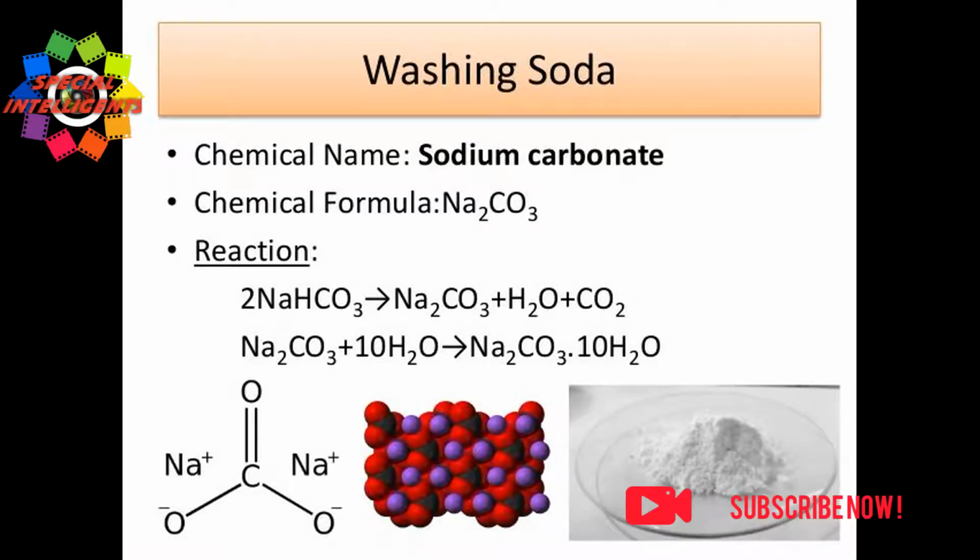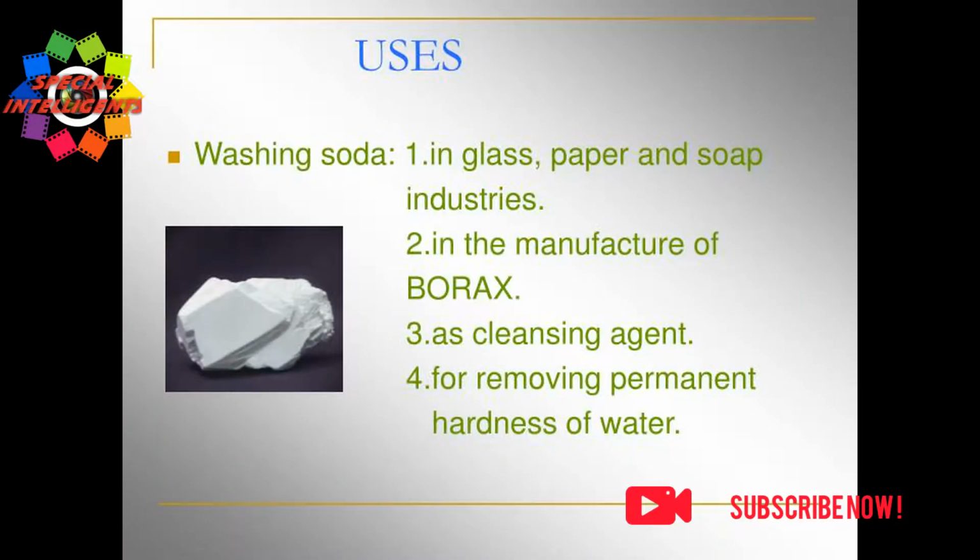Washing soda. The chemical name is sodium carbonate. Chemical formula Na2CO3. The reaction is given below. And now we'll go to the uses of washing soda. It is used in glass, paper and soap industries, in the manufacture of borax, and as a cleaning agent for removing permanent hardness of water. These are the uses of washing soda.